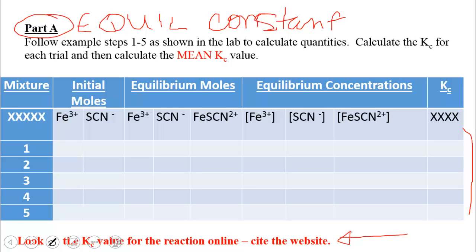You must find the literature value of the equilibrium constant for reaction number 1. This reaction has been done tons and tons of times, but it is not readily available where the equilibrium constant is, so you're going to have to look.